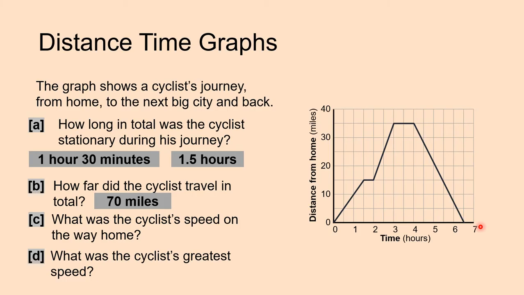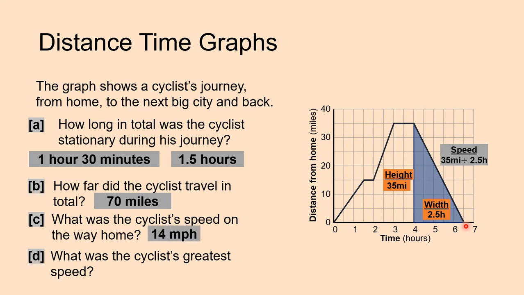What was the cyclist's speed on the way home? So we need to do the height divided by the width. So we would draw our triangle. The height is 35 miles. The width is 2.5 hours, 4 and 6.5. We divide 35 by 2.5, which is what we were practicing last lesson, calculating speed. And we get 14 miles per hour.